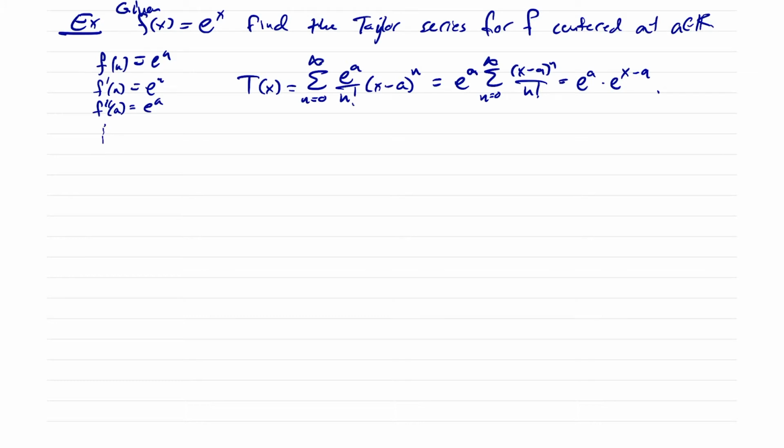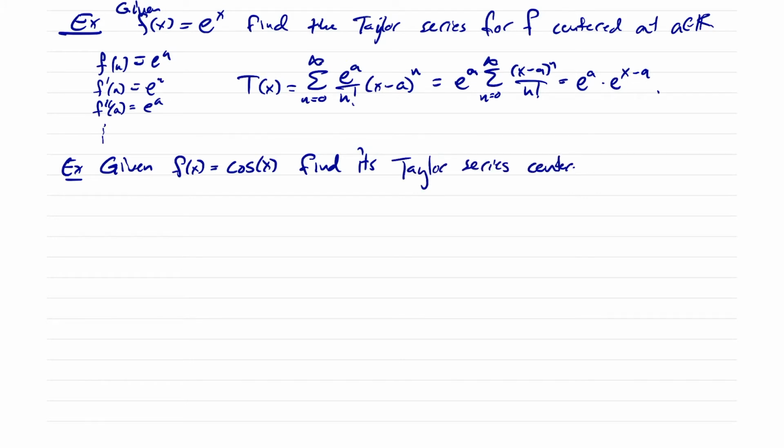Okay, so let's come up with the next Taylor series. And I might as well do it for the next one. So given f of x is equal to, say, cosine of x, find its Taylor series centered at the origin. And these are what we call a Maclaurin series, right? So a Taylor series centered at 0 is a Maclaurin series. Okay, so let's go ahead and do it.